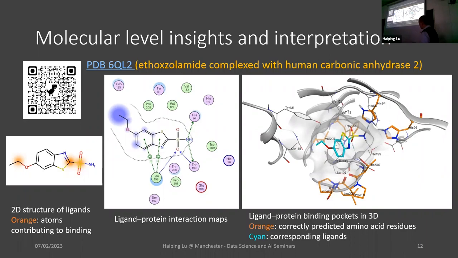We also further show the ligand protein binding pockets in 3D space. So this is the drug, this is the substructure, and how they interact. This is the drug, and that is the protein 3D map, and that is how we get the 3D structure. You can tell that the Protein Data Bank has the same 3D structure. So we can examine what the correctly predicted amino acid residues are and what the corresponding ligands are. And of course, you can read our paper.